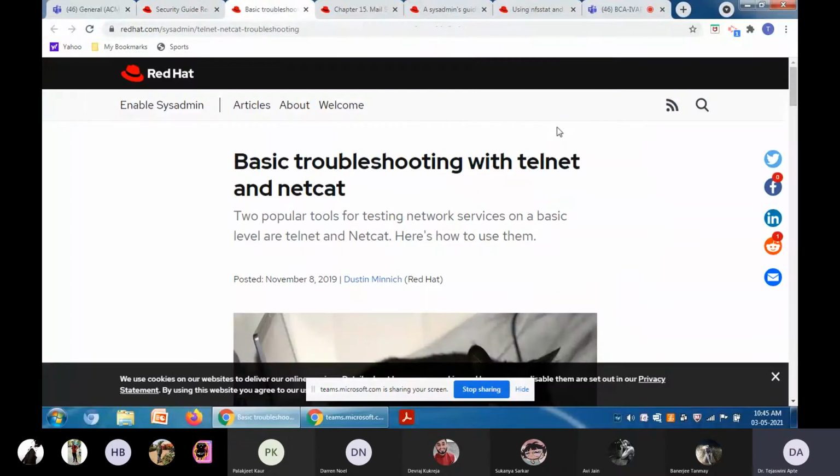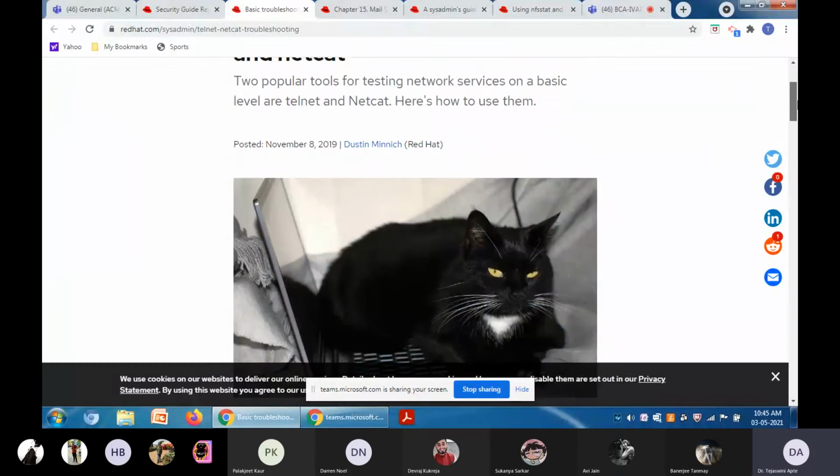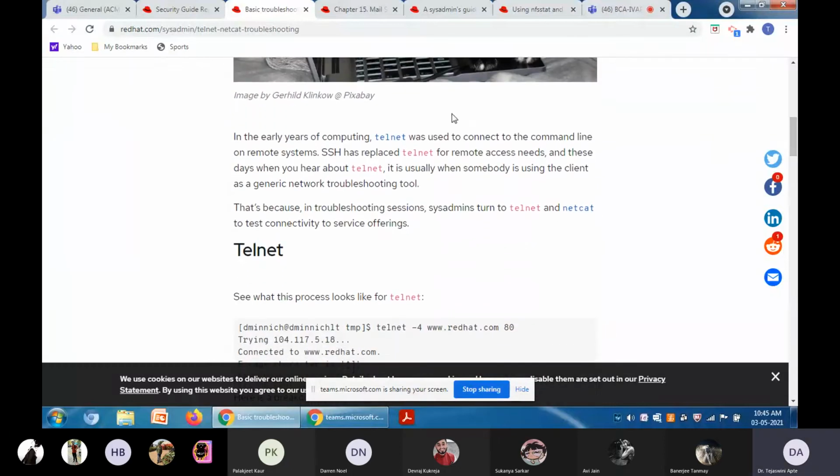The other day we were discussing telnet. This is the sysadmin site by Red Hat. This is one particular group, and Dustin Minich is the author who has written this. In the early years of computing, telnet was used to connect to the command line on a remote system. That's exactly what SSH does. SSH is responsible for securely connecting through your command line to the other system. But SSH works with encryption, whereas telnet passes your credentials in plain text format.